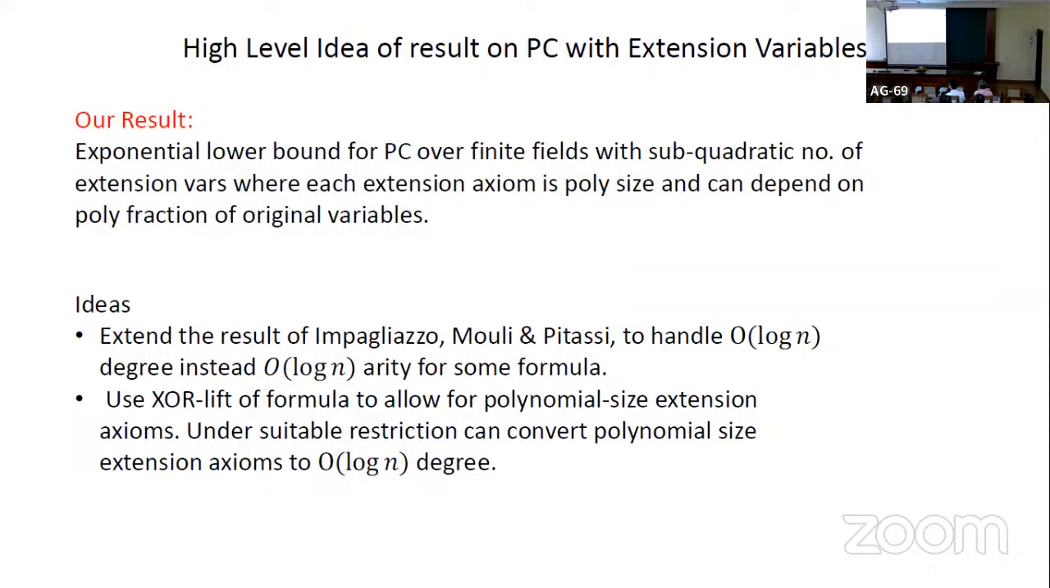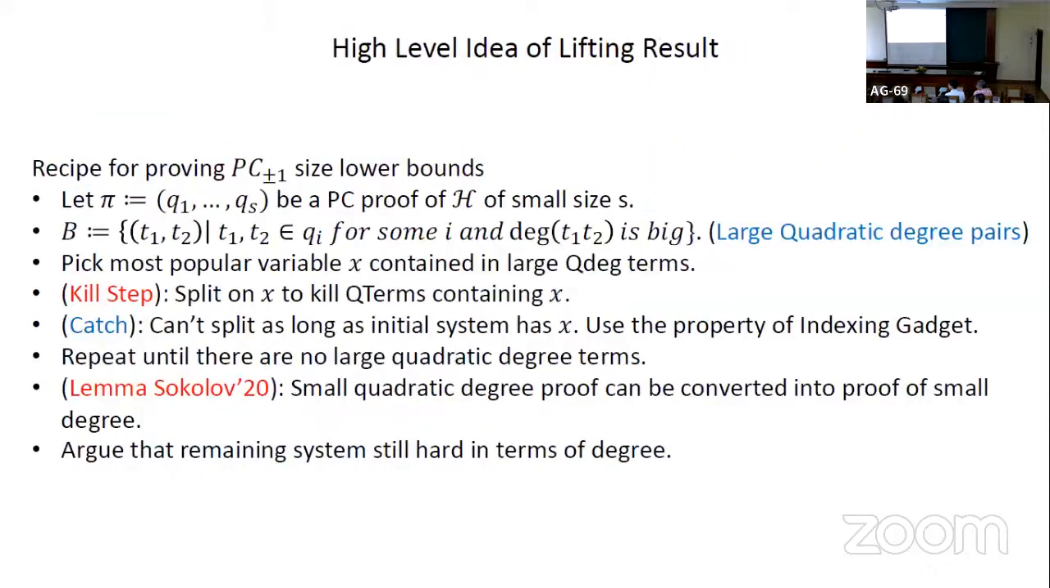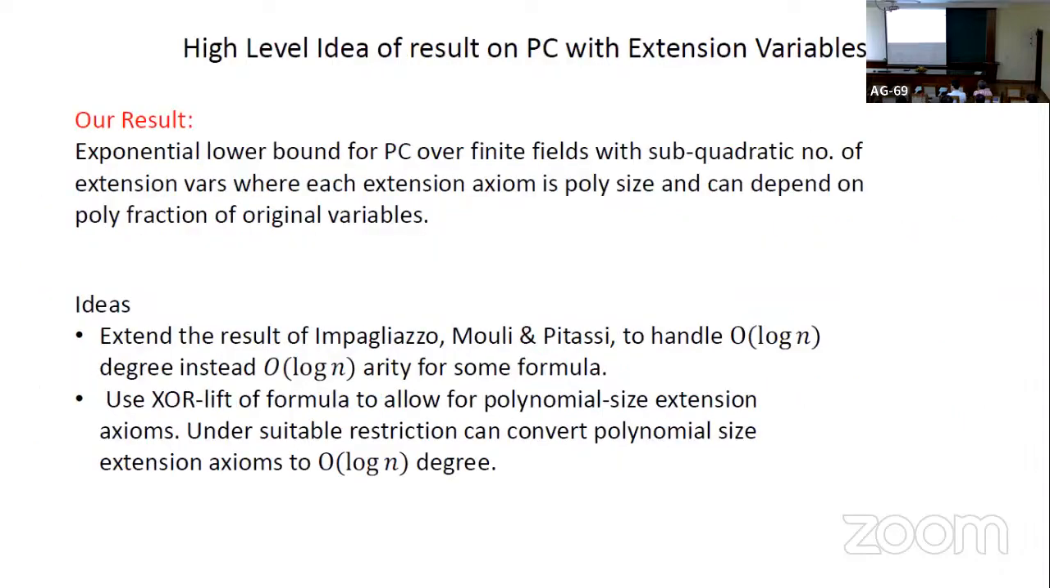And you said T1, T2 are terms, monomials, in the same line. We're just taking the cross terms, because small quadratic degree of a polynomial means that all monomials are kind of the same. There is more intuition to it, and I would say that people look into this measure because it might find application as well. So this is the idea about the PC with extension variable result.